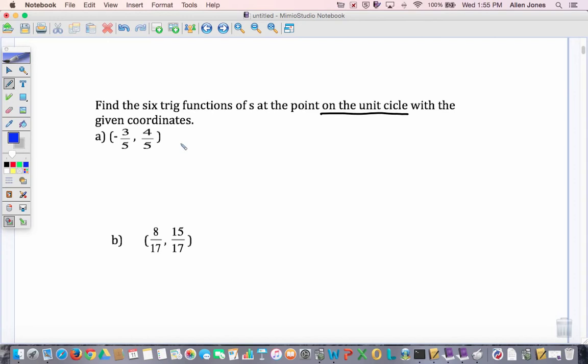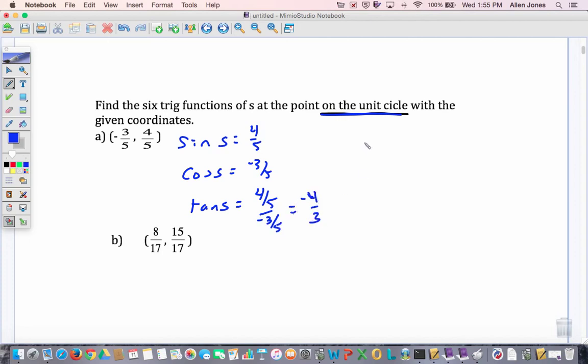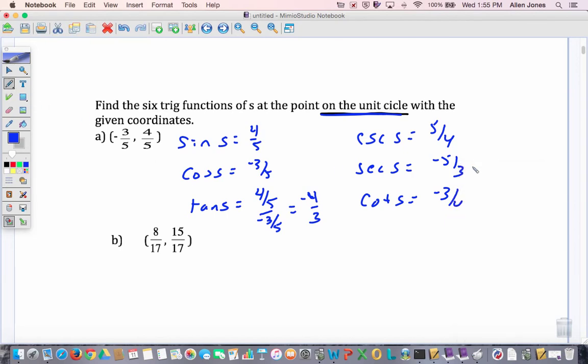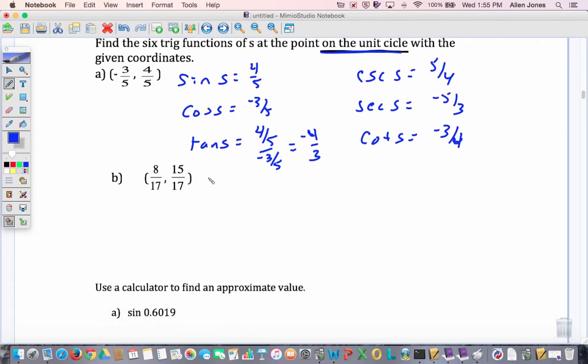Let's try again here. We'll zip through both of these as well. Find the 6 trig functions of S at a point on the unit circle with given coordinates, negative 3/5 and 4/5. Because of that statement on a unit circle, the sine is simply the y-coordinate. The cosine is simply the x-coordinate. The tangent, as we just discovered, is simply y over x, so 4/5 divided by negative 3/5, or negative 4/3. Our cosecant is reciprocal, so 5/4. Our secant is reciprocal, so negative 5/3. And our cotangent is reciprocal, negative 3/4.